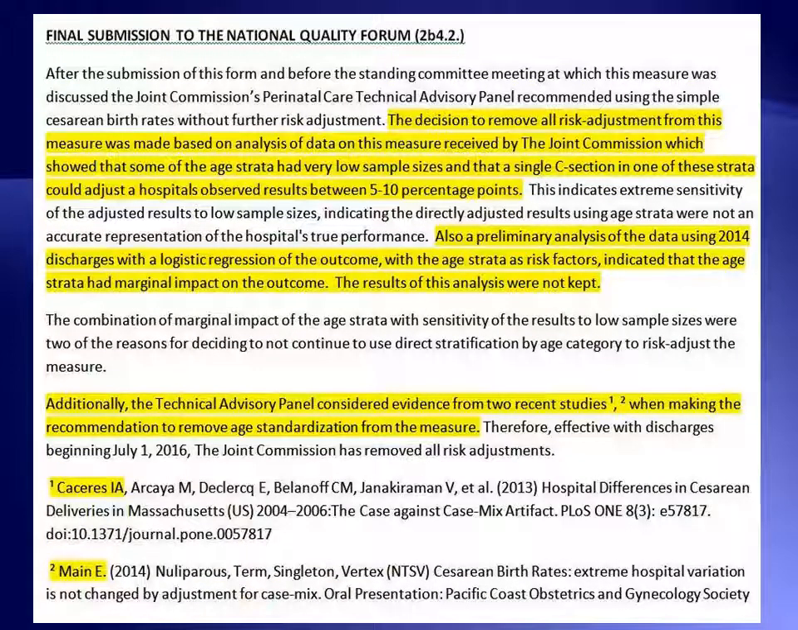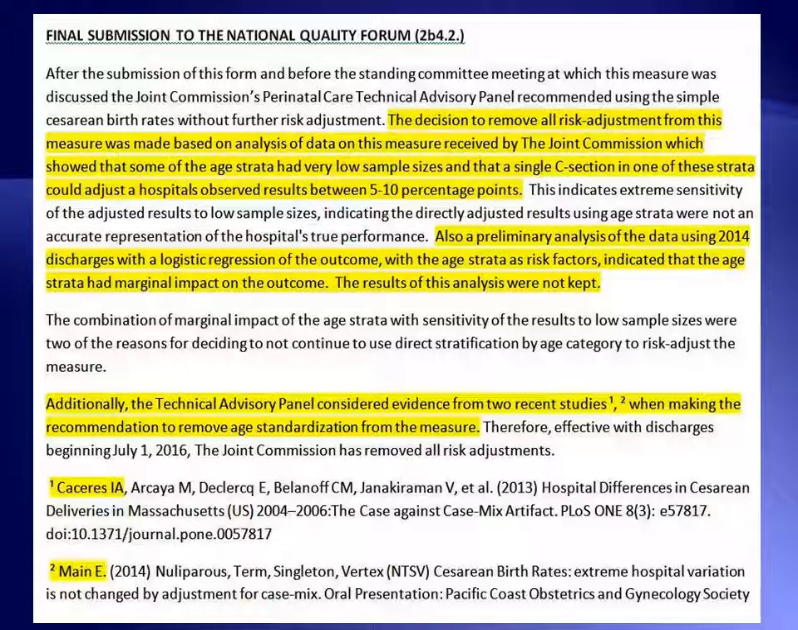I did my best in 2016 to alert the National Quality Forum of the disaster that will result from using an unadjusted NTSV rate as a cesarean birth measure. This is the final submission from the Joint Commission to the National Quality Forum, explaining the decision to remove the direct standardization risk adjustment from Cesarean Birth Measure PC02. The first highlighted sentence indicates that the Joint Commission has finally come to admit the fatal flaw that I discovered back in 2010. Unfortunately, in the second highlighted sentence, they make their next fatal flaw.